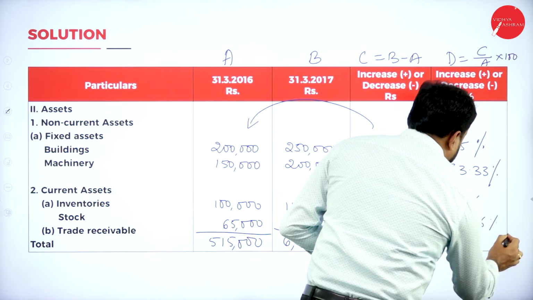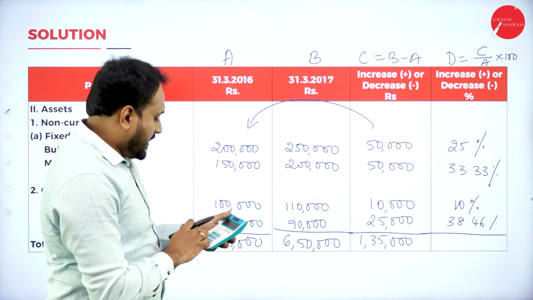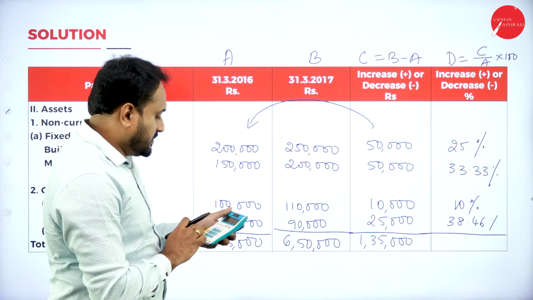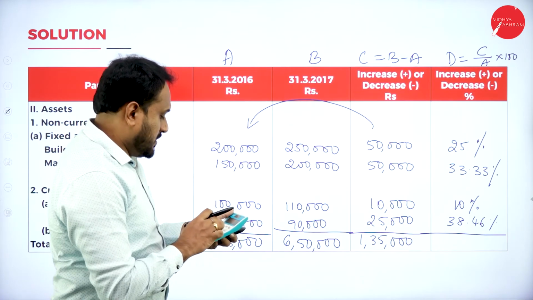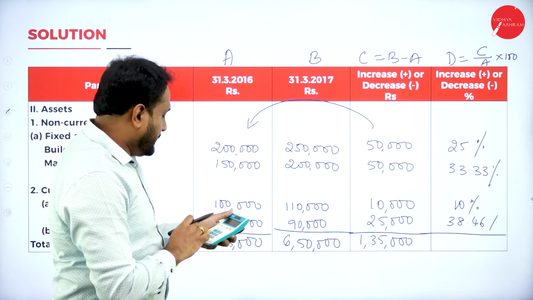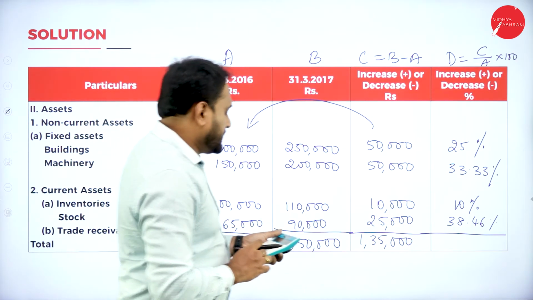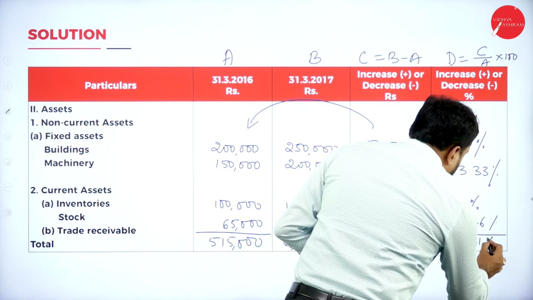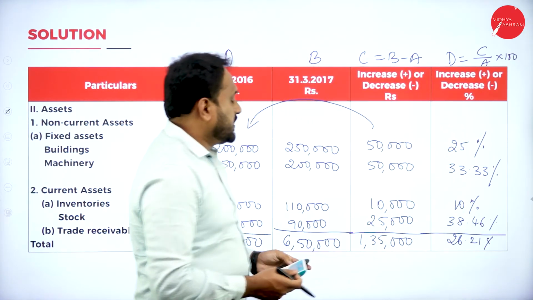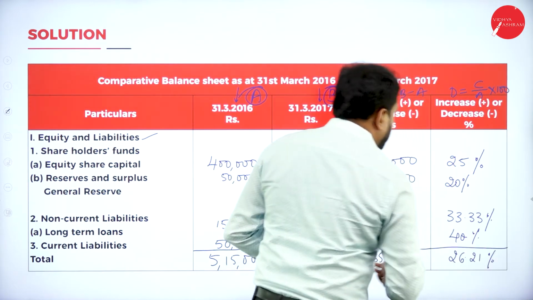38.46 percentage. Done. If you go with that, 1 lakh 35,000 divided by 5,15,000 into 100 is 26.21%. So here you see 26.21%. You can go with it. You can close it down.